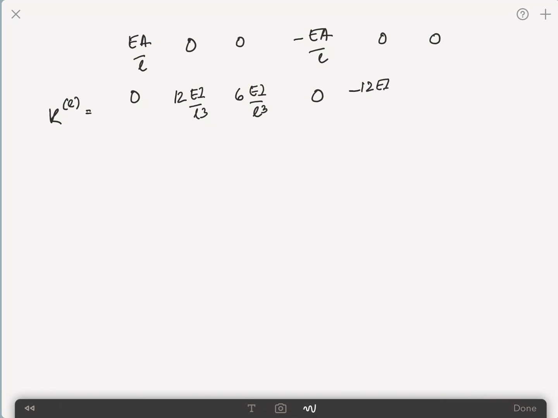The total stiffness matrix for an element is going to be given as EA by L, 0, 0, minus EA by L, 0, 0, 0, 12 EI by L cubed, 6 EI by L cubed, 0, minus 12 EI by L cubed, 6 EI by L cubed. And the rest can also be filled up in the exact same way. It's just a matter of getting the right equations through.